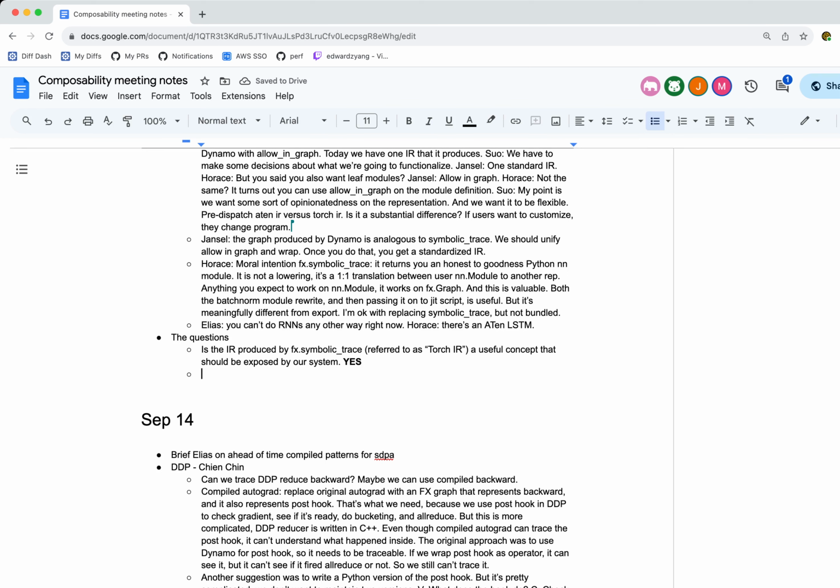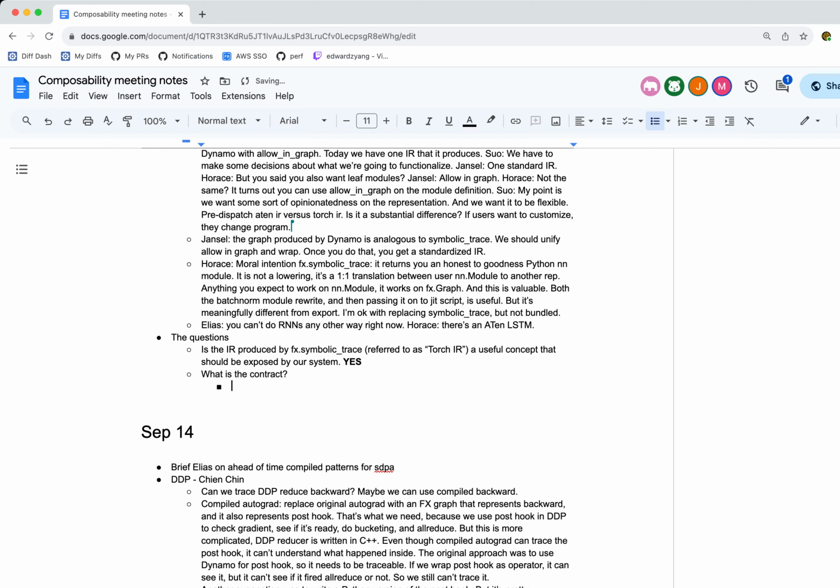So my second question is, what is the contract on this Torch IR concept, which could be used in export, could be used in compile? What are the things we're going to uphold for users? What are valid changes we can make to this specification? To start the discussion, I can propose a few things that I heard just now. One is, and this is from Horace, the IR should as faithfully represent the original Python user program as possible.